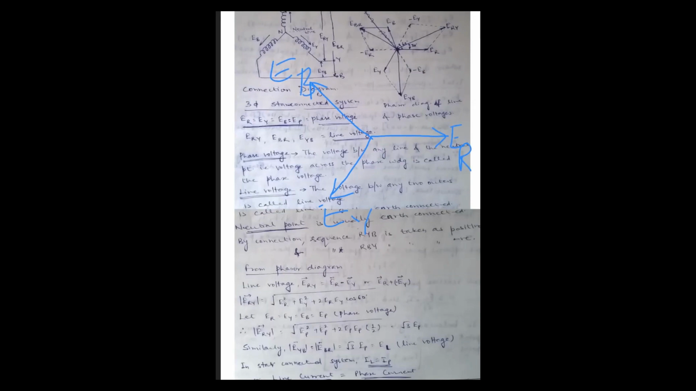These are the three phase voltages, but the line voltages are also drawn on the circuit diagram. So what is the line voltage ERY? As I have just mentioned, it is the voltage between the two phases. When we talk of the voltage between two phases, we are taking its potential difference, so ERY is represented as ER minus EY.